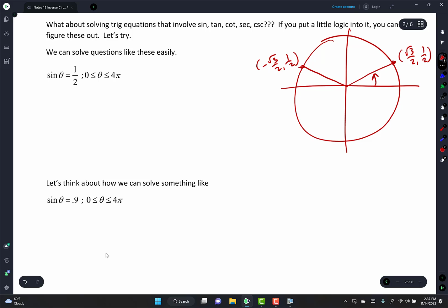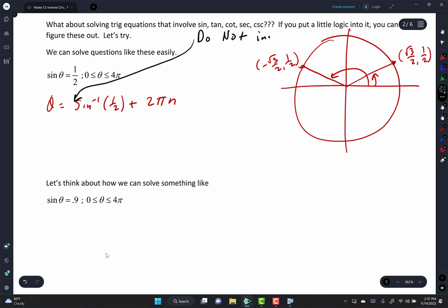So if you were to solve for this, you would say theta equals arc sine of a half plus 2 pi n. Do not, let me put this here, because it happens every year. Do not insert plus minus. It is wrong if you insert plus minus into arc sine. The plus minus only goes for arc cosine.